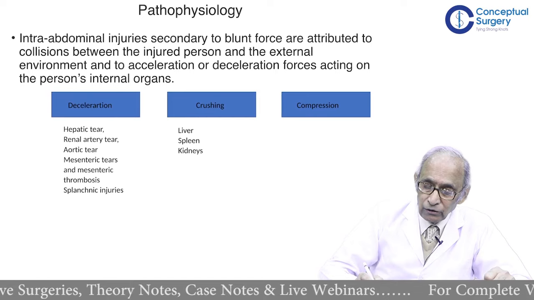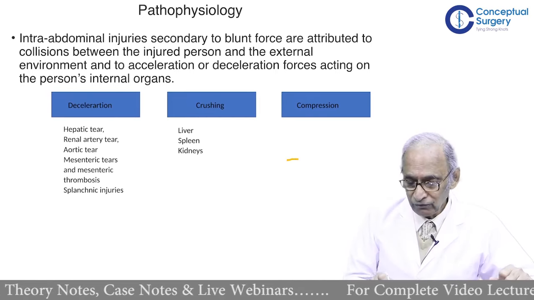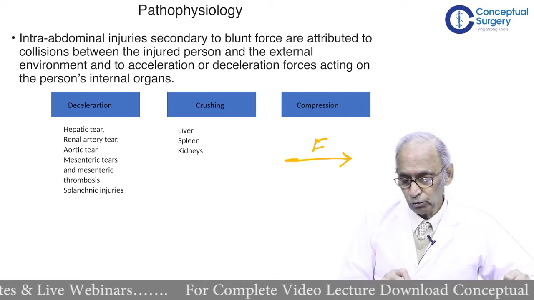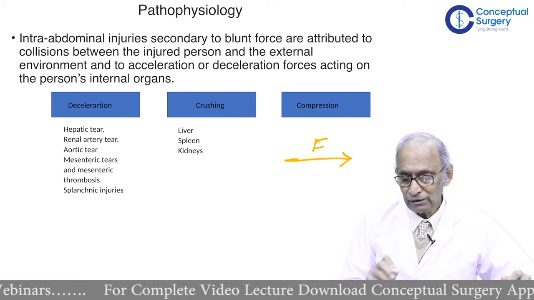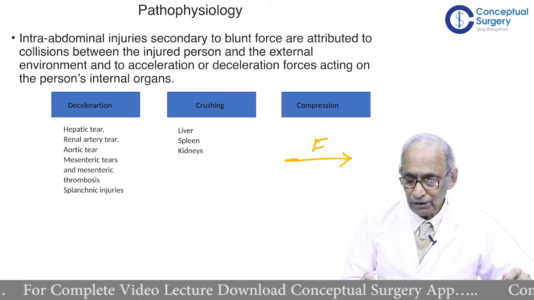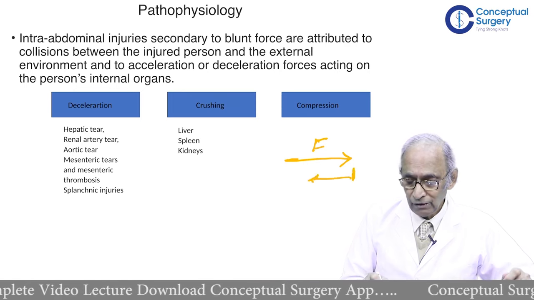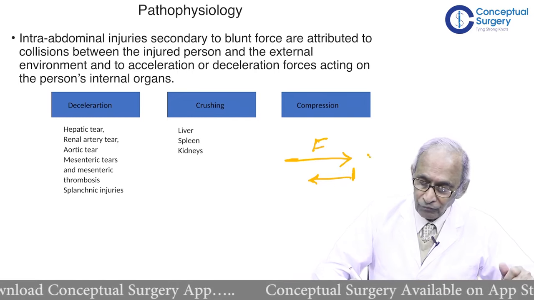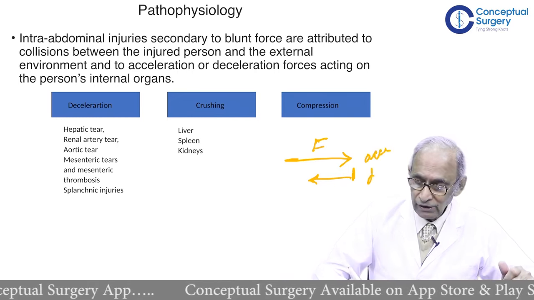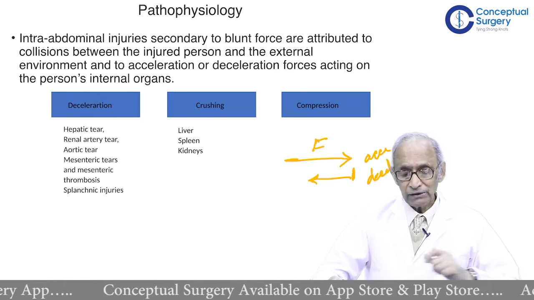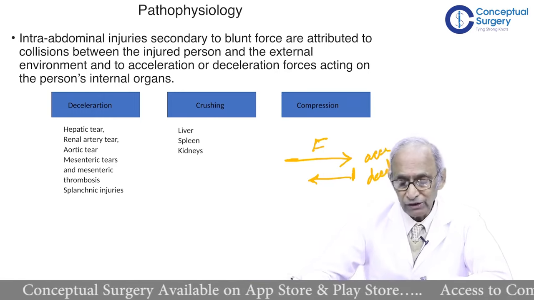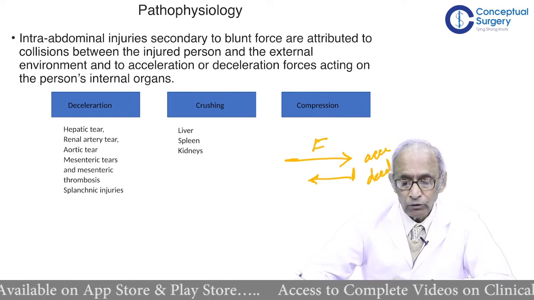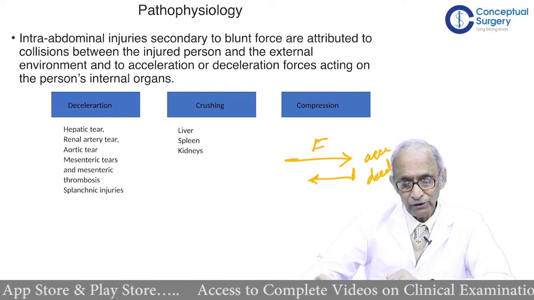In other words, there are two types of forces. The first one is the forward force. The moment the car slows down urgently, there is a sudden forward force, and when the body comes to a standstill, there is a sudden backward force also. So this is acceleration, and this is deceleration. And these kinds of forces will exert a lot of pressure on the structures which are relatively fixed.